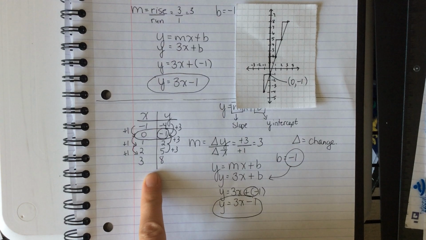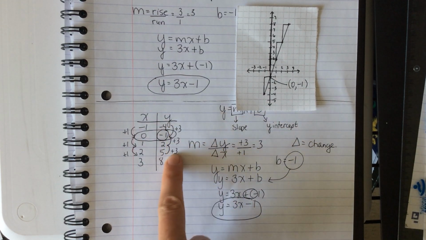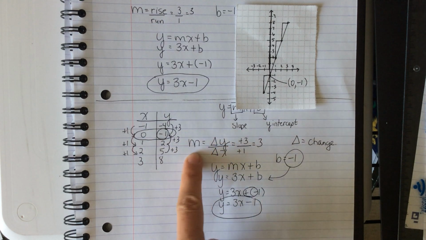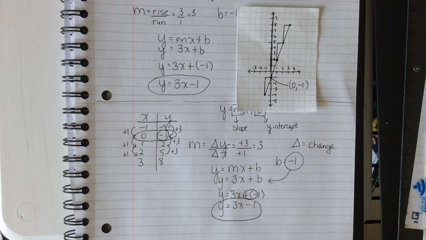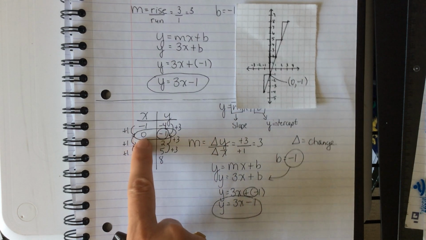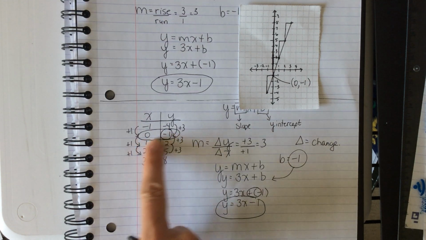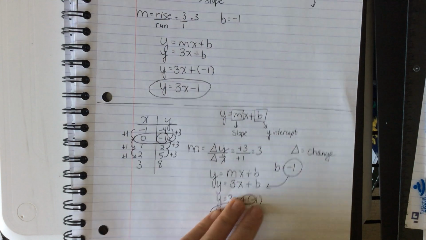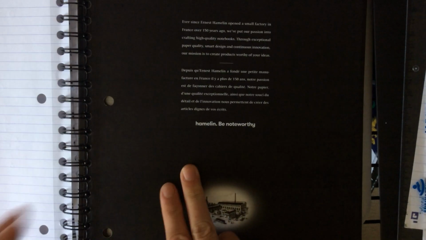But by using a table of values, we can look at the change in y over the change in x in order to find our value for slope. And then we can find our y-intercept by finding the place on the table where x equals 0. It gives us our y value. So that's all well and good. Let's try another one. This one's going to be a little bit trickier.